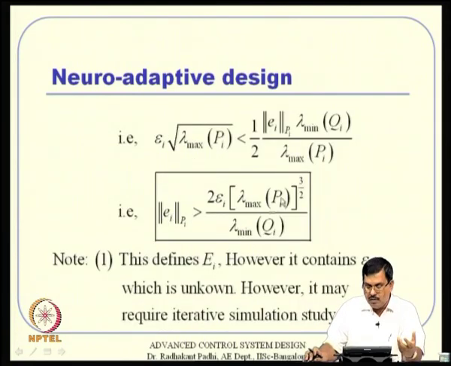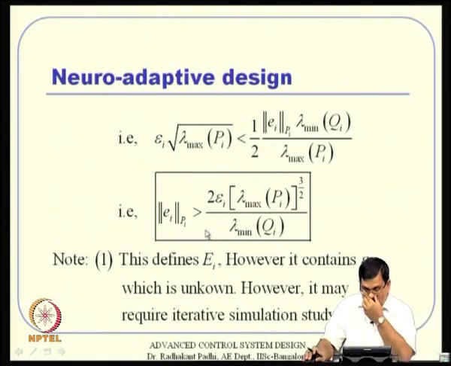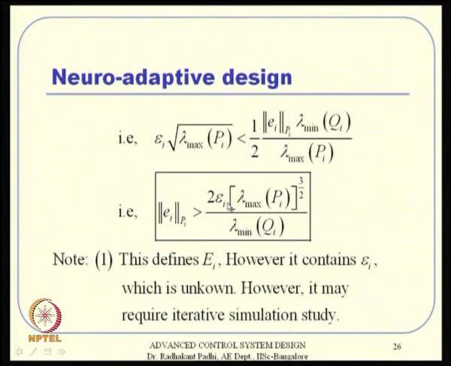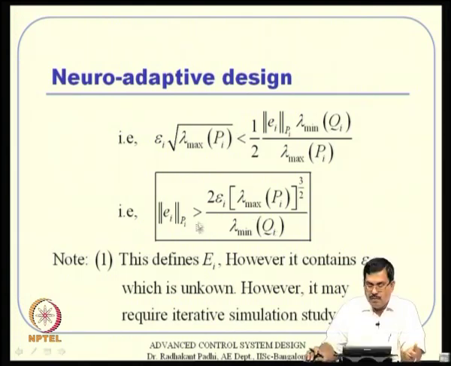So, what it tells us is that as long as this norm, or the error, grows beyond a certain value which is defined like this, Vi dot is negative, which means it will try to pull the error back inside. But the problem here is that this Ei, this entire quantity, contains this epsilon I term which is unknown. If I knew it, I could compute this, but because I do not know it, I will have to do it in some iterative way to arrive at a proper value. That means I will select one, and then if it works, I will select a little less than that, and so on.